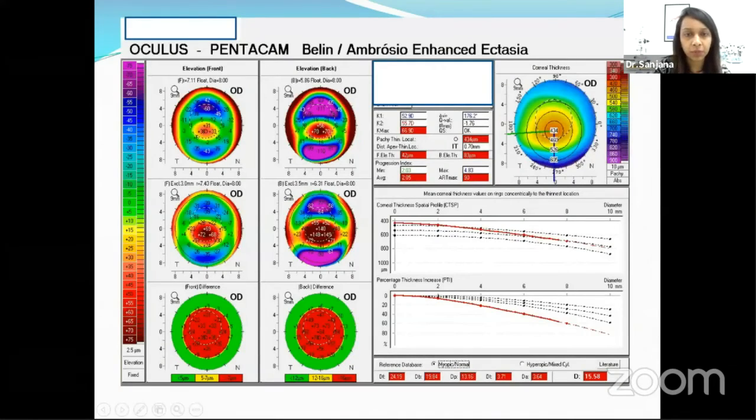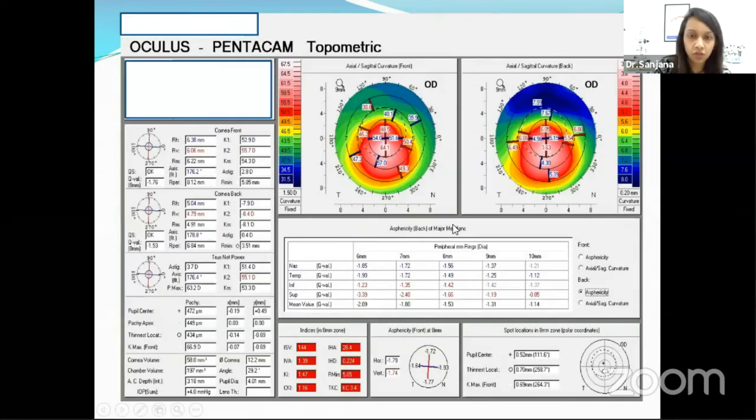Now, when we look at the Belin-Ambrosio display of this, in the elevation map and the difference map, we see the red area indicating significant anterior and posterior elevation. And when we look at all these D values, everything is represented in red, and the final D value, where the cutoff is 3, is increased to 15, definitely highly abnormal. In the CTSP, or the pachymetric progression map, it's definitely abnormal, with very much thinning in the central part. And looking at all the indices, they are all shown in red.